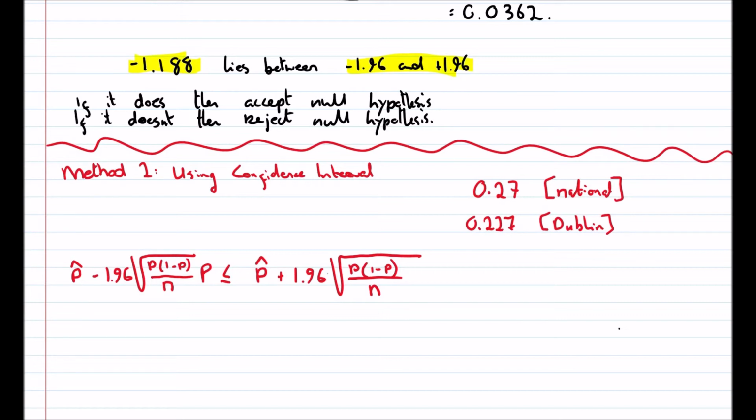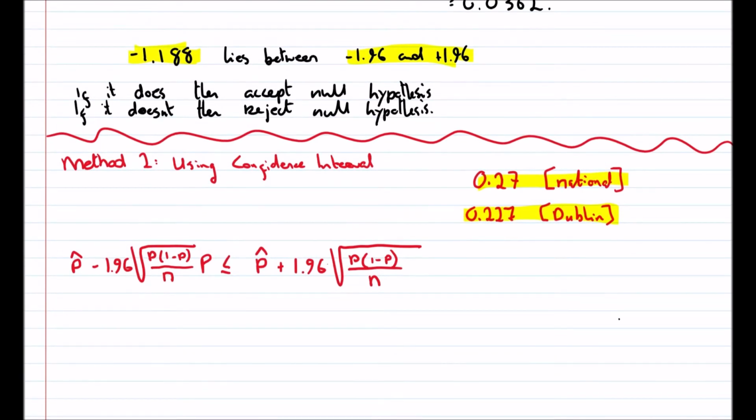of a population proportion. So as we know already, the percentage of people who got a B3 or more nationally was 0.27, and based on the survey of 150 people, 0.227 or 22.7% of the Dublin people got a B3 or more. Right. This method I like. It ties in with using the confidence interval. So if we look here, we have our confidence interval. This was a way of setting up.